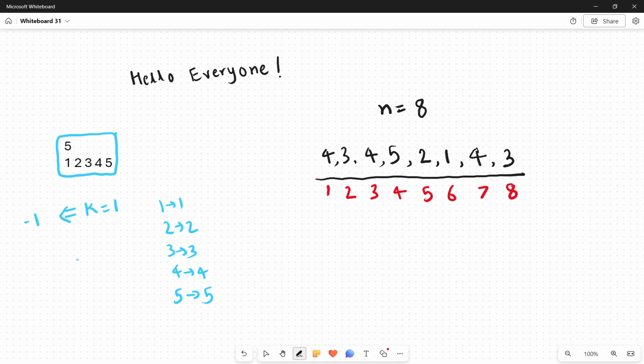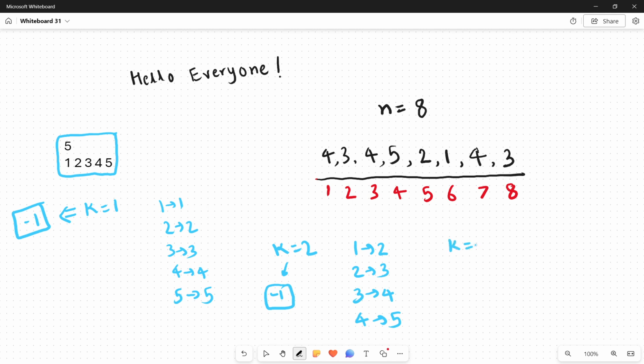Okay, so what about k equal to 2? For k equal to 2 as well, our subsegments would be 1 to 2, 2 to 3, 3 to 4, and then 4 to 5. These indices are inclusive. Again, we notice that there isn't any number that occurs in all of these subsegments. So for k equal to 2 as well, the answer is going to be -1. The answers are marked in these square boxes.